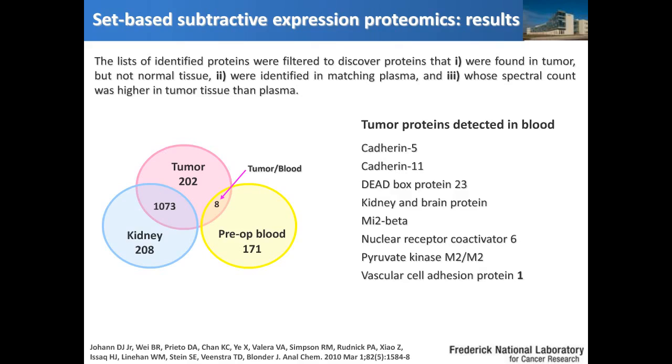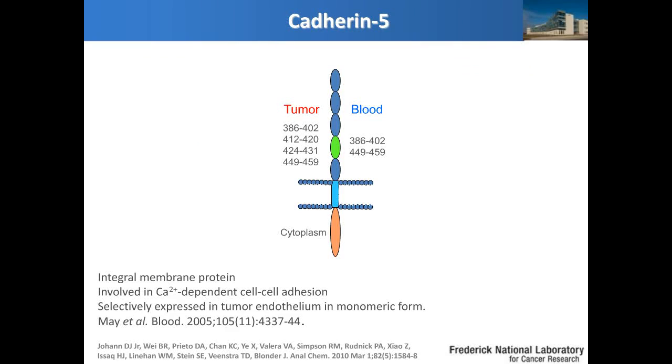So basically these are the 8 proteins that we found: cadherin 5 and 11, DDX23 (DEAD-box protein 23), kidney and brain protein, MI2, nuclear receptor coactivator, pyruvate kinase, and vascular cell adhesion protein. Those are the proteins that we believe are tumor proteins based on our bioinformatic processing, and obviously we have to show by Western analysis, orthogonal analysis, that some of these are really in agreement with the mass spec data. We chose first to look at cadherin 5. Why? Because the peptides identified from cadherin 5 are all from an extracellular domain, so that might be a part of shedding.